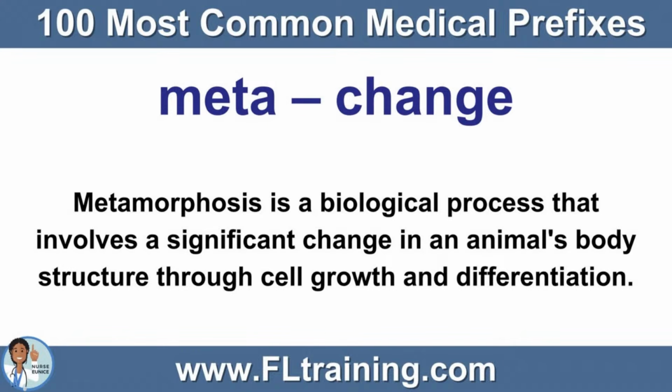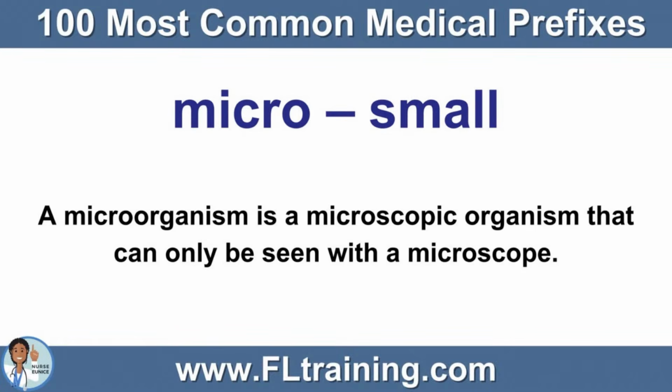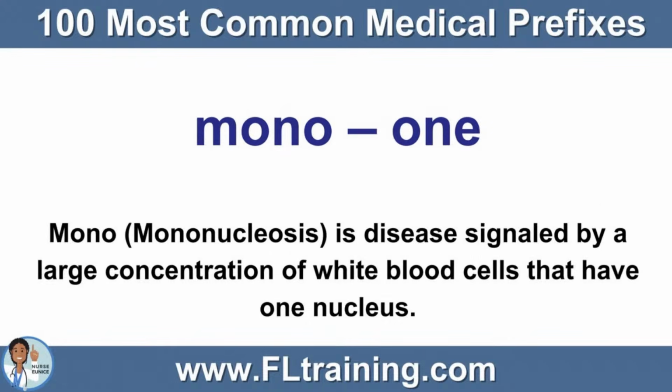Meta means change. Metamorphosis is a biological process that involves a significant change in an animal's body structure through cell growth and differentiation. Micro means small. A microorganism is a microscopic organism that can be seen with a microscope. So micro is tiny. Think microscope in order to visualize it.